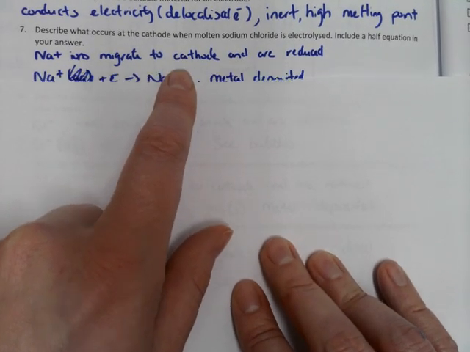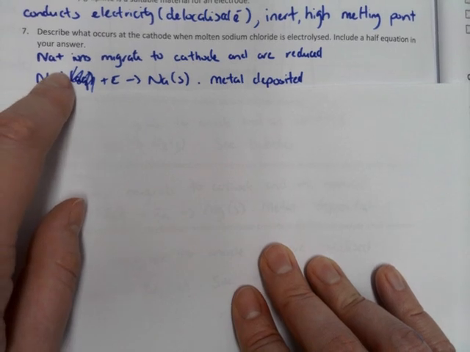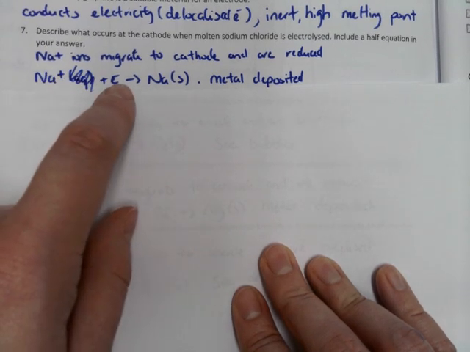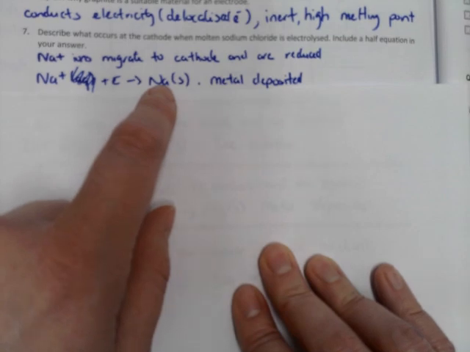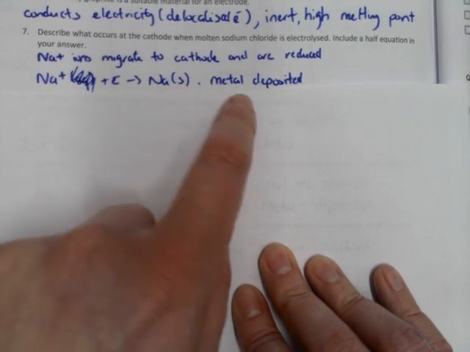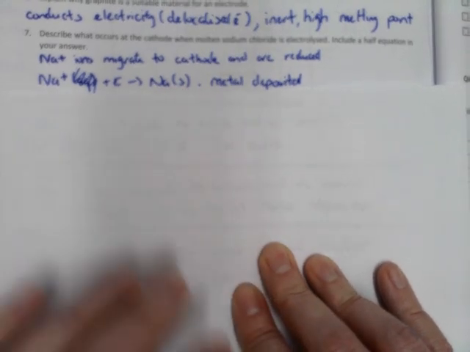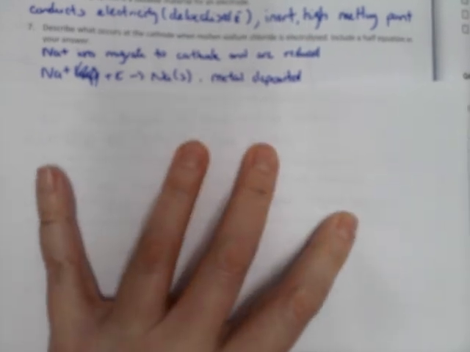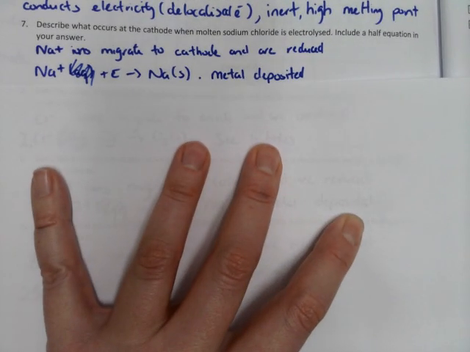When they get there, what happens? They are discharged. So your positive sodium gains back the electron it lost to become sodium metal again. Because it's gaining an electron, this is reduction. Because I'm forming a solid, I will see that metal be deposited onto the cathode. So you're going to see a silver metal be deposited onto the cathode.